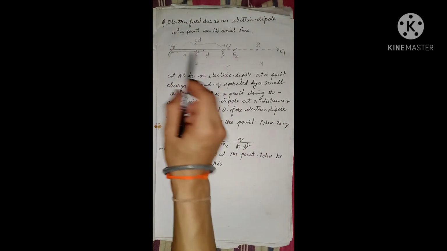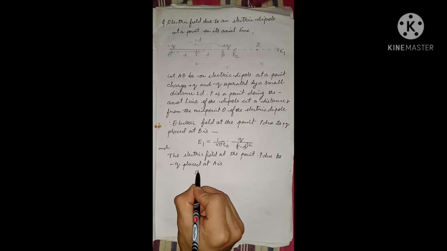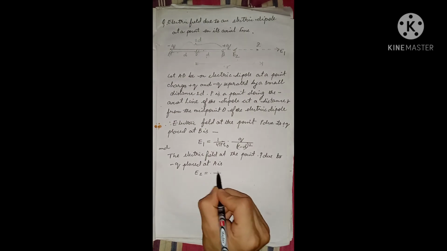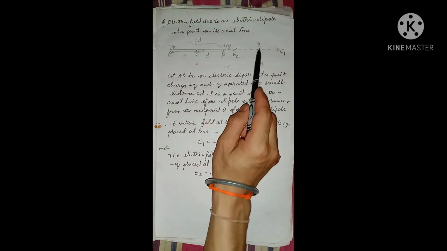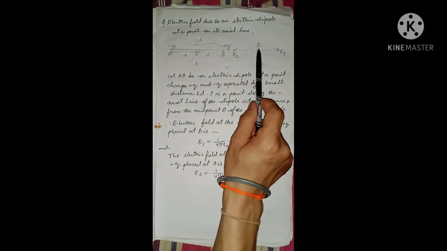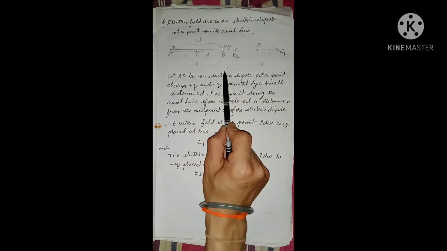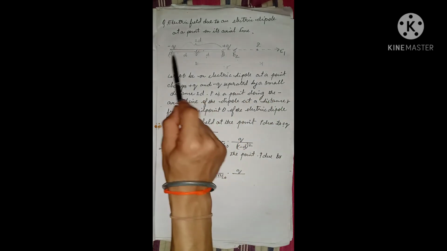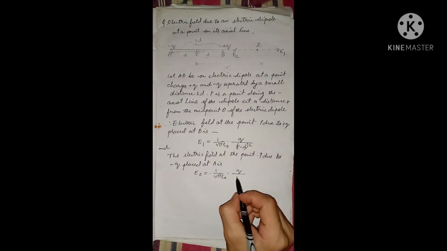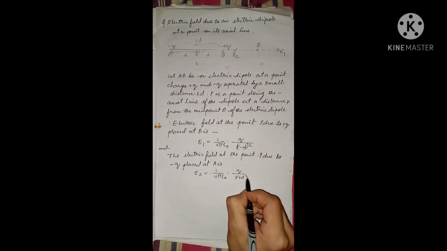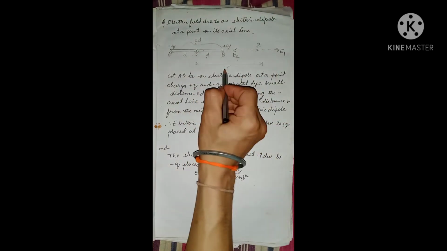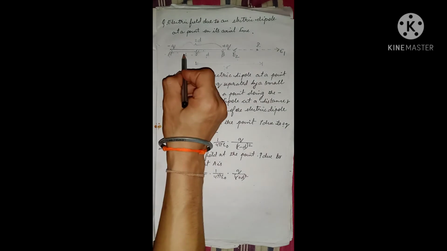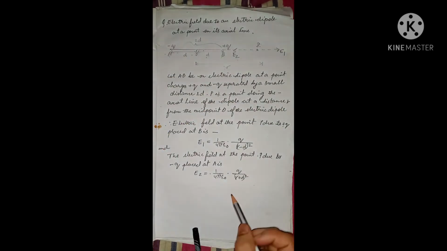So due to minus Q, E2 will be equal to 1 by 4 pi epsilon naught into Q. Now what shall we write here? This R is from P to O, then from O to A is D, so we need to add here R plus D whole square, because the distance between P to O is R and the distance between O to A is D, that's why we need to add here.